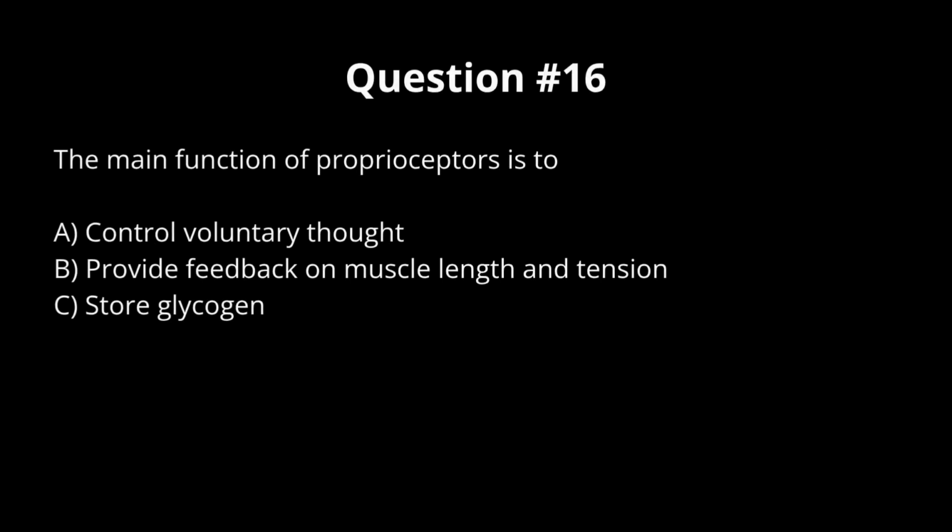Question number 16. The main function of proprioceptors is to: A. Control voluntary thought, B. Provide feedback on muscle length and tension, C. Store glycogen. The correct answer is B. The main function of proprioceptors is to provide feedback on muscle length and tension. Proprioceptors sense mechanical changes such as stretch or tension in muscles and tendons.